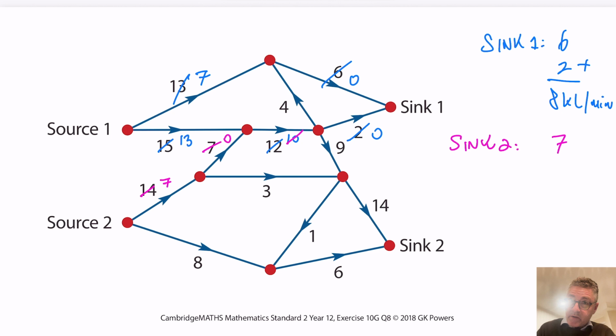This edge is having a bit of an interesting life. 10 minus 7 is 3. 9 minus 7 is 2. I almost made that a 7. And 14 minus 7 is 7 again. I hope my numbers are correct. Have a bit of a look.